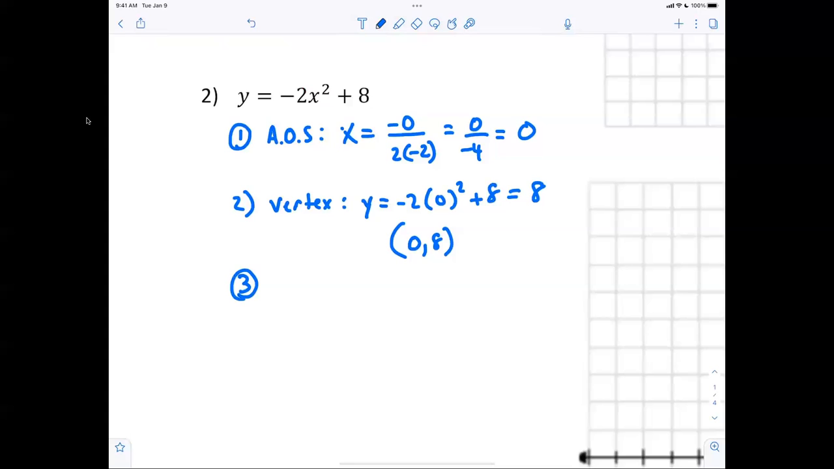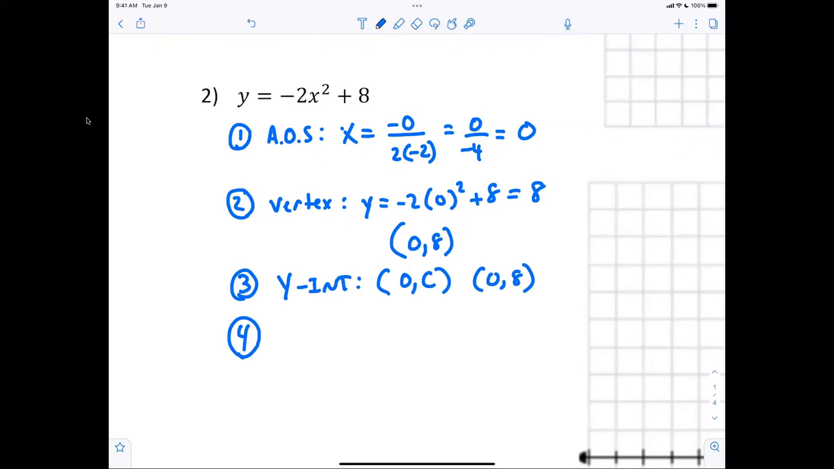Now you're going for your Y-intercept. So your Y-intercept is (0, c). And what's c in this case? So it's (0, 8). So does everybody see we have a little bit of problem, right? Same thing. Yeah, because it's the same, right? So now all you do when the vertex and the Y-intercept are the same, just say x equals 1.